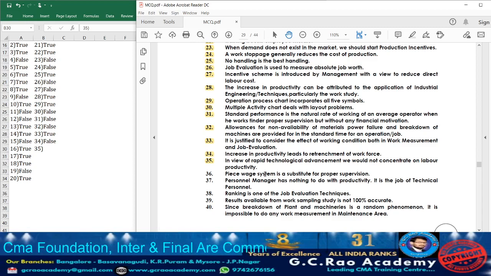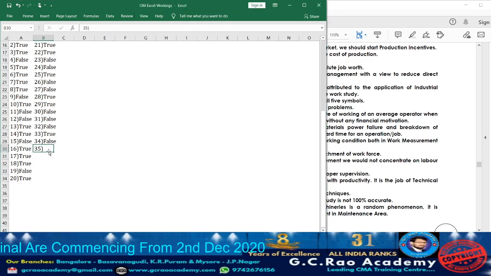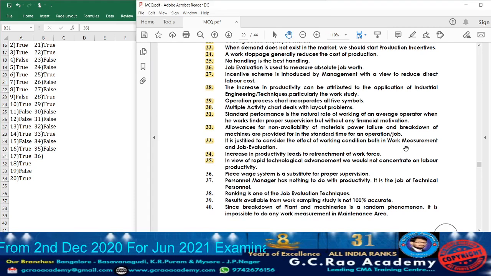Because even though there is technological advancement, they have to emphasize labor efficiency also. They cannot ignore labor productivity. So accordingly, statement 35, whatever they have given, is false. Now let us move on to statement 36.